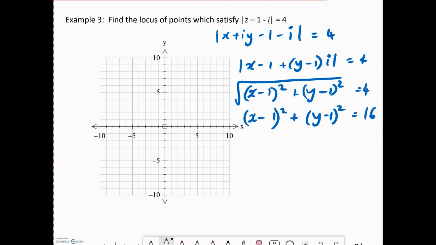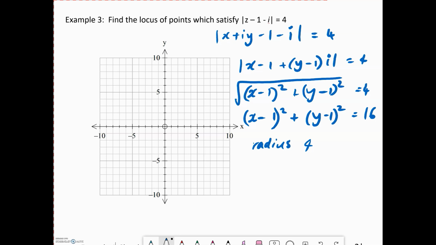So the radius is 4, okay, so the radius is the square root of the right-hand side. So we know the radius is going to be 4. Now, the only difference is the center is not going to be at the origin. The center will have moved.